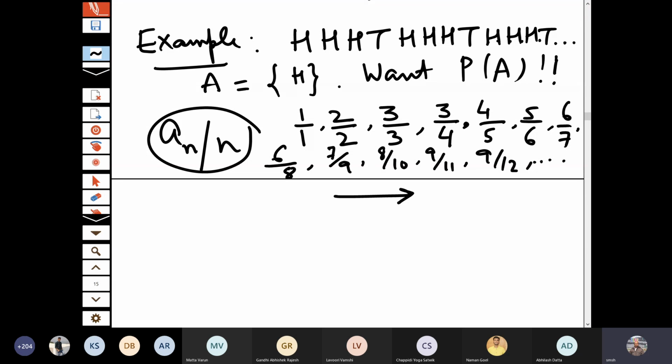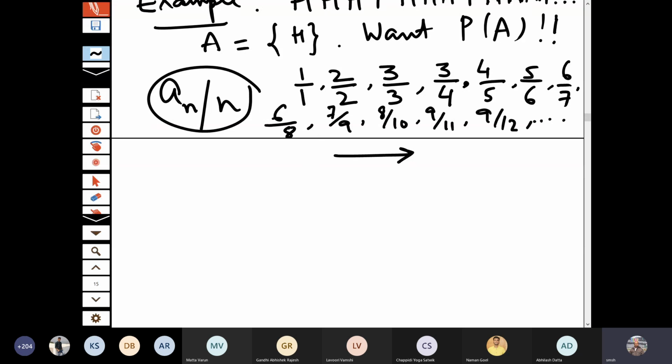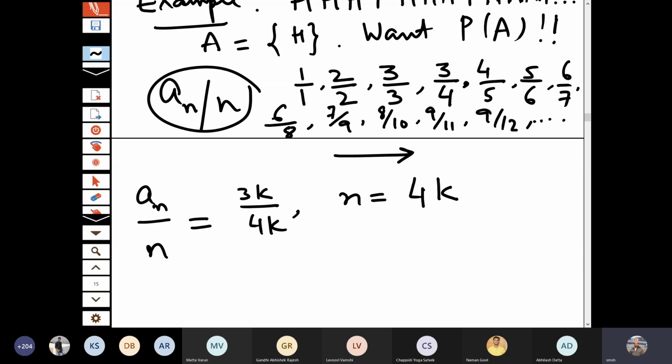Let us apply this definition. So let us use a little bit of mathematical argument here. See, what is the kind of numbers? If you look at every fourth number, it is of the type 3/4, then you are getting 6/8, then 9/12. So it is actually 3/4. So this number we can write as 3k/4k if n is of the form 4k. That is, every fourth outcome gives me 3/4.